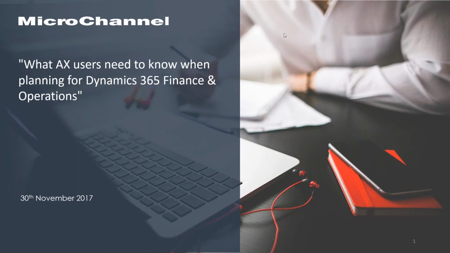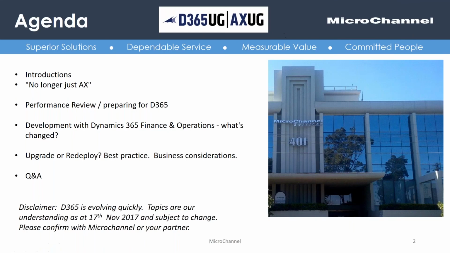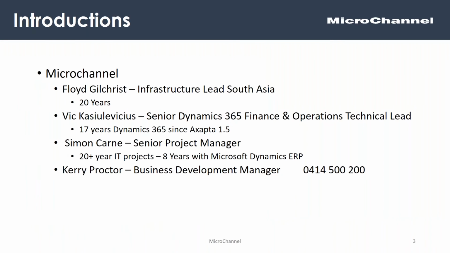Okay, so the agenda is on the screen at the moment. We're going to have three presenters, and I'll introduce them in just a moment. But this is where we're going to go through. We're going to have Floyd give a bit of background to infrastructure assessment and getting prepared for 365. Vic is then going to run through some of the technology changes and some of the development tools, the changes that you need to be aware of. And Simon Khan will then finish off by addressing upgrade or redeploy and what other business considerations from these changes. Our speakers today have got significant experience both with AX and ERP projects, and the details are up on the screen.